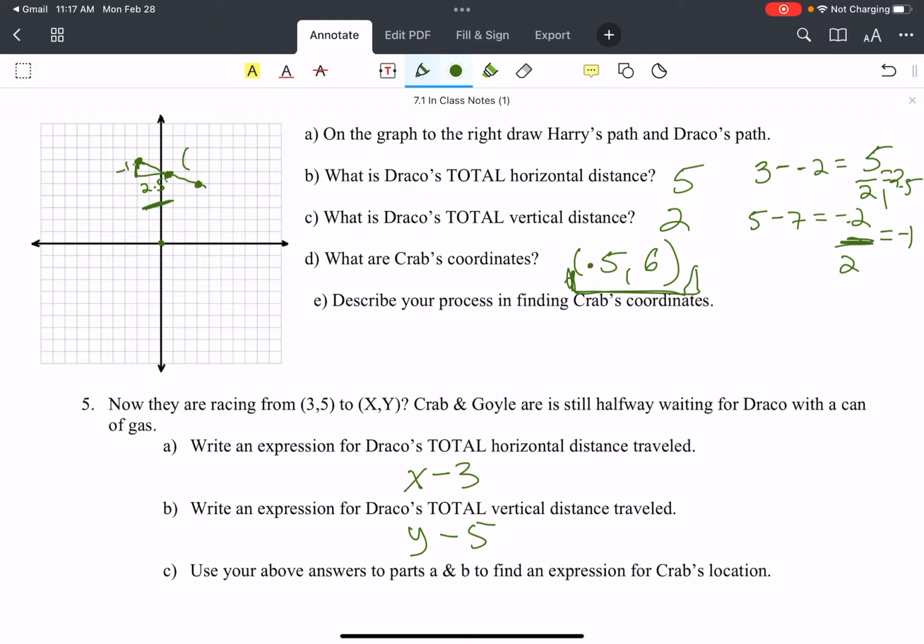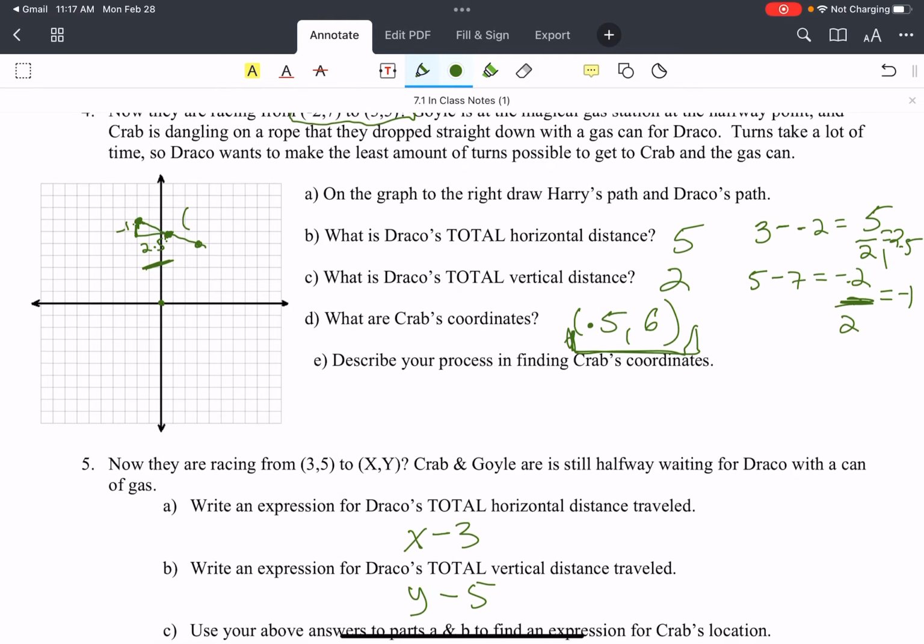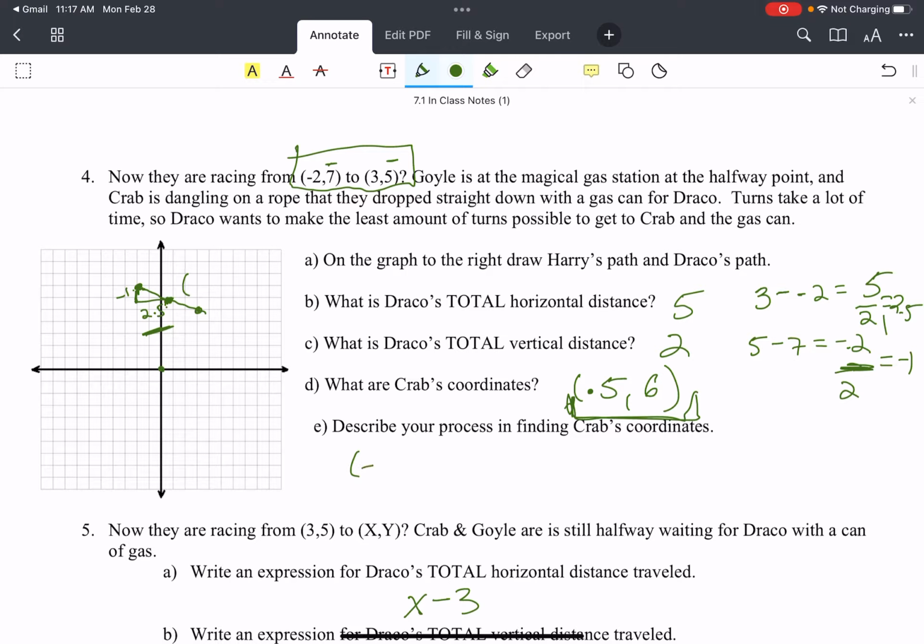My 0.5 came from doing my starting coordinate plus 2.5, right? And then my 7 plus the -1. Does this make sense? Where'd the -2 come from? The x going on the first. Yeah, that's where I started, my starting x. And the 7 is my starting y, right? You guys with me? So then where'd the 2.5 come from, Riley?